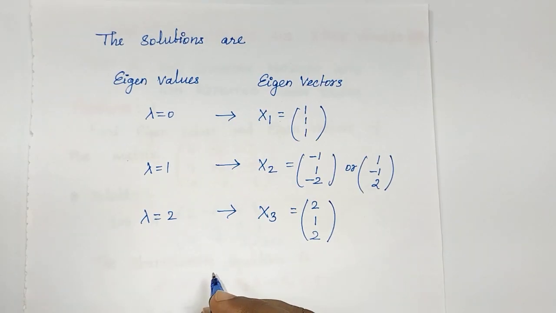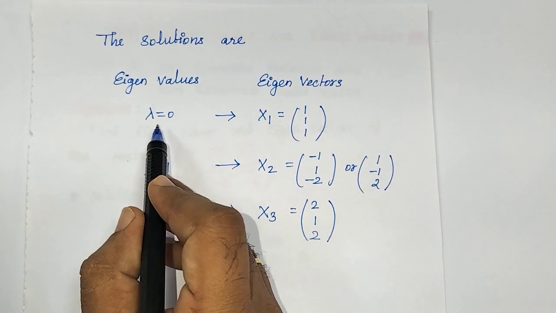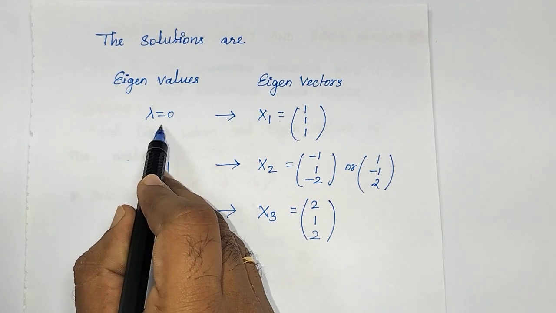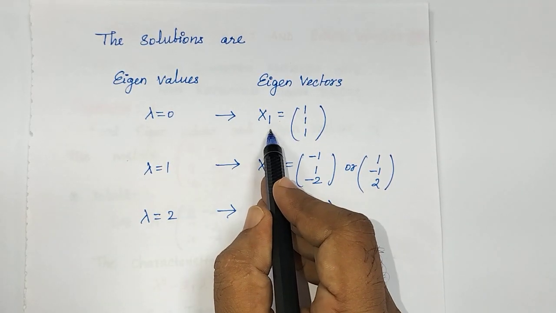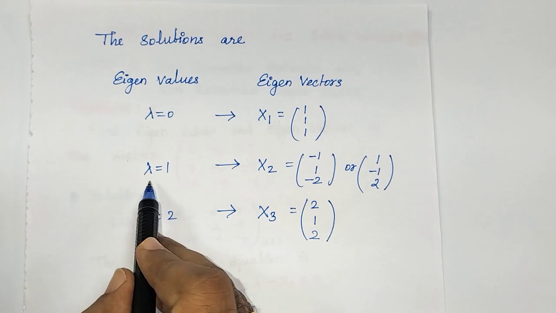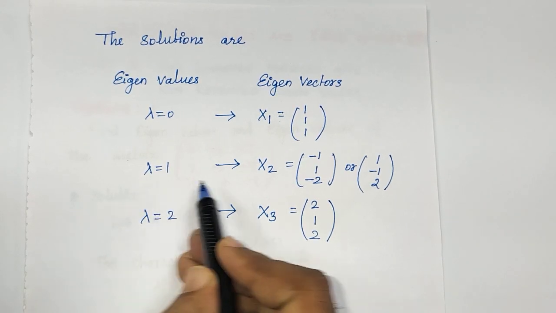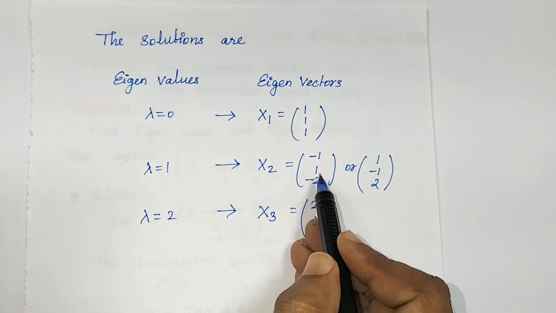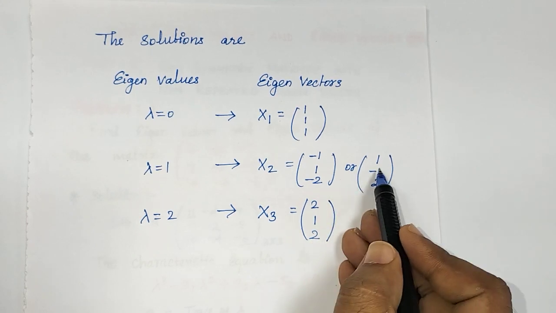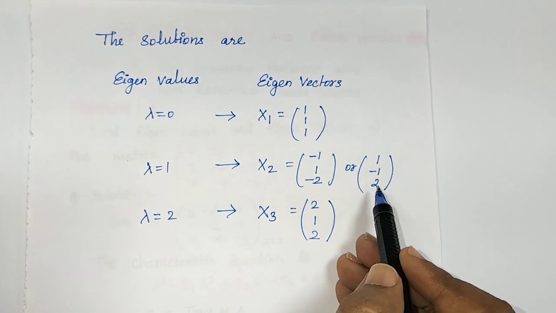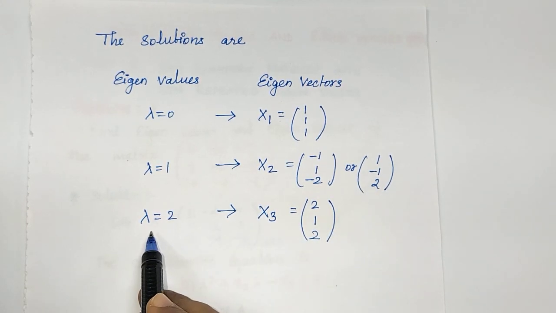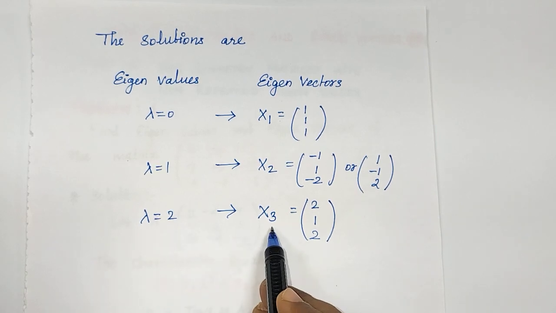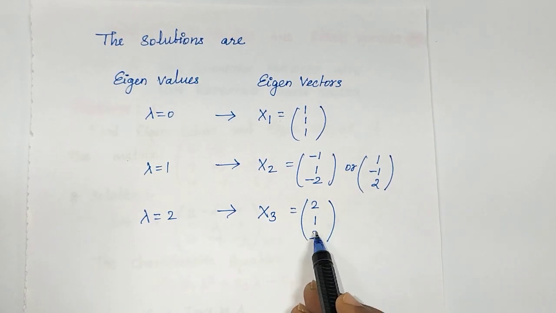So finally you can write the solutions. When I am taking eigenvalue lambda equal to 0, I will get eigenvector x1 equal to 1, 1, 1. When I am taking eigenvalue lambda equal to 1, I will get eigenvector x2 equal to minus 1, 1, minus 2, or 1, minus 1, plus 2. When I am taking eigenvalue lambda equal to 2, I will get the eigenvector x3 equal to 2, 1, 2. So this is the final answer.